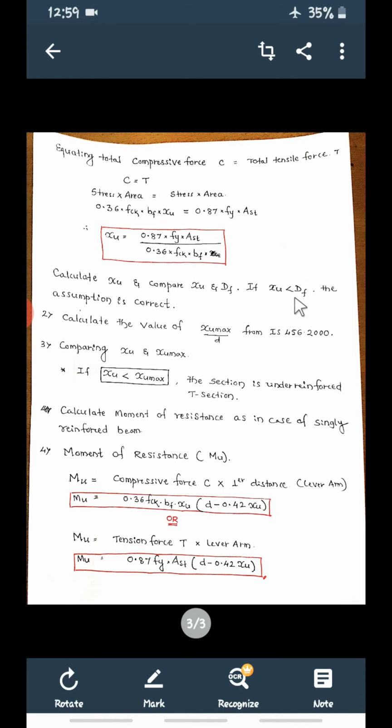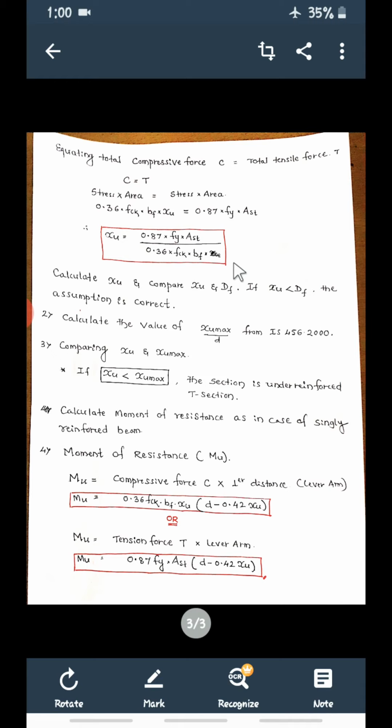If XU is less than DF, then our assumption is correct. Initially we assumed XU less than DF, so after calculating XU, compare XU and DF. If XU is less than DF, our assumption is correct, then go to the second step. If XU is not less than DF, our assumption is wrong, so we cannot go for this second step.